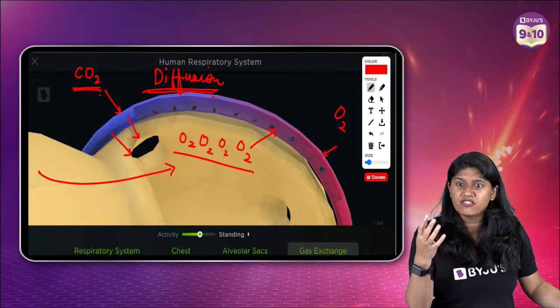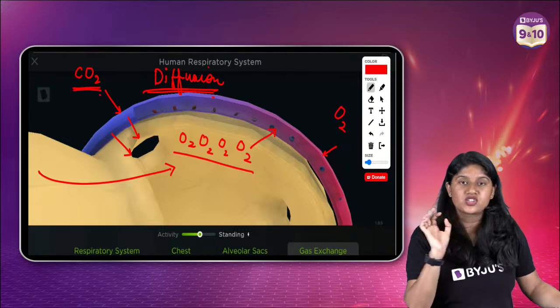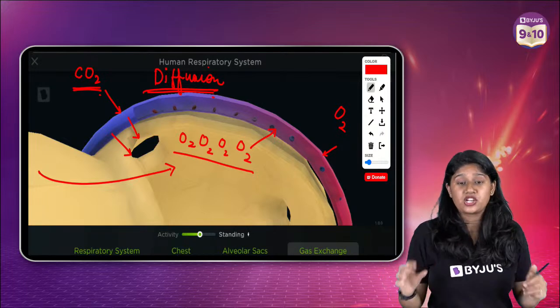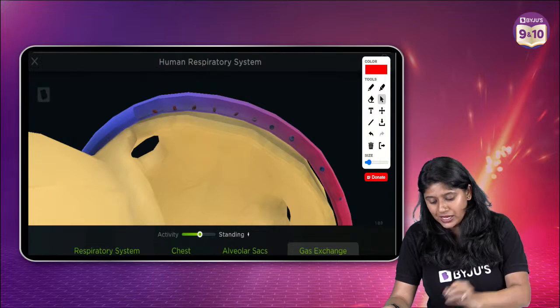Yes, it's not that the veins are kind of bluish in color. We just usually use it for the representation. Everyone, are we clear? Quick thumbs up.